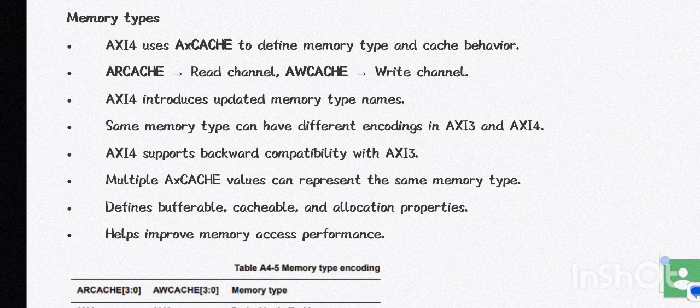AXI4 supports backward compatibility with AXI3. Multiple ARCACHE[3:0] values can represent the same memory type. It defines bufferable, cacheable, and allocation properties. This helps to improve memory access performance.